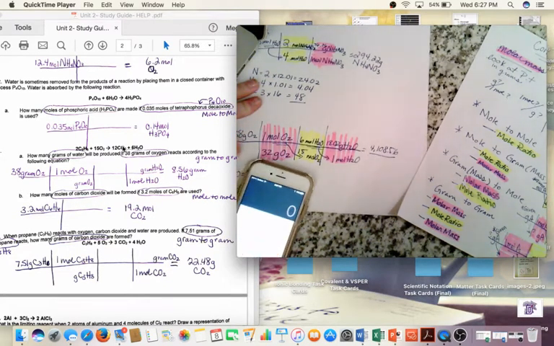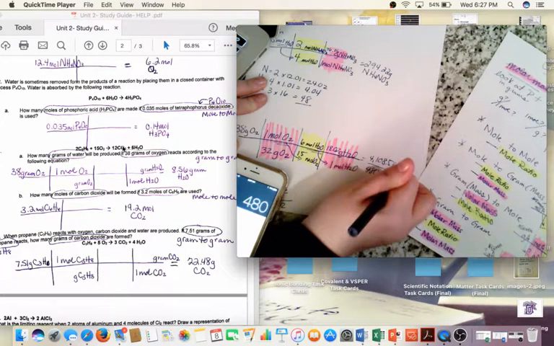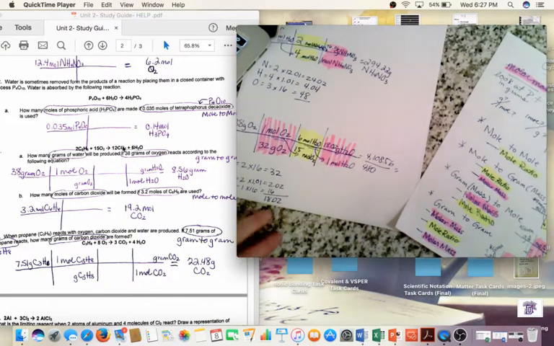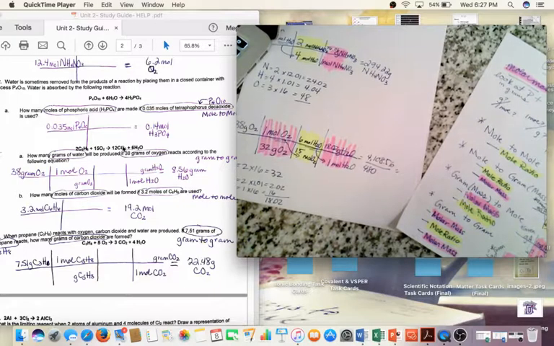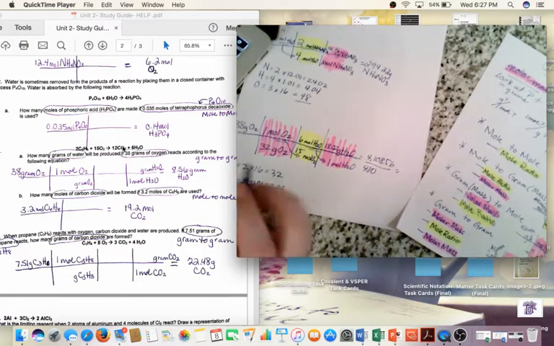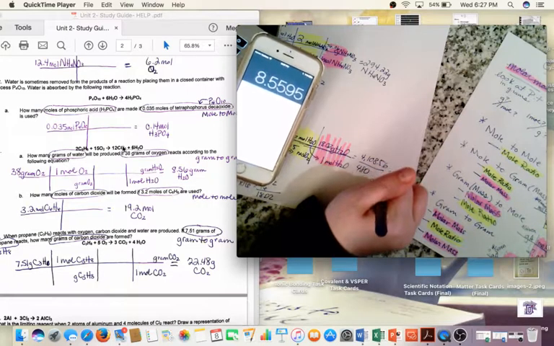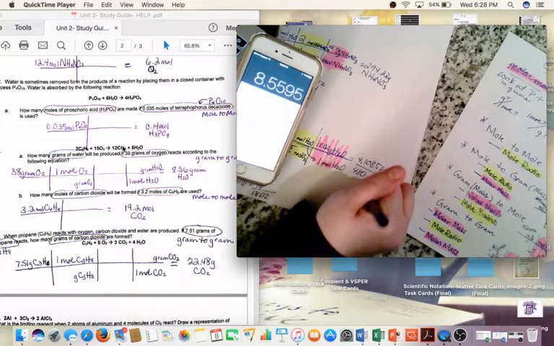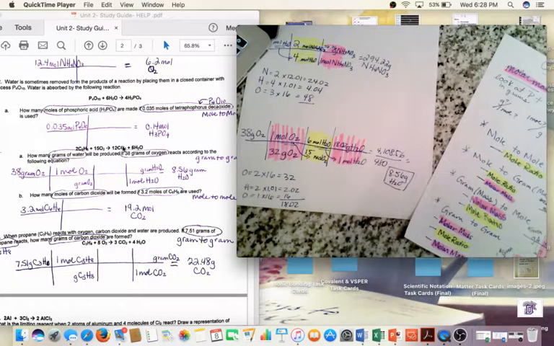Then 32 times 15 is 480. And when I divide those, 4108.56 divided by 480, I get 8.56 grams of H2O. It is so hard to work around this box. And that is my final answer for problem 13A.